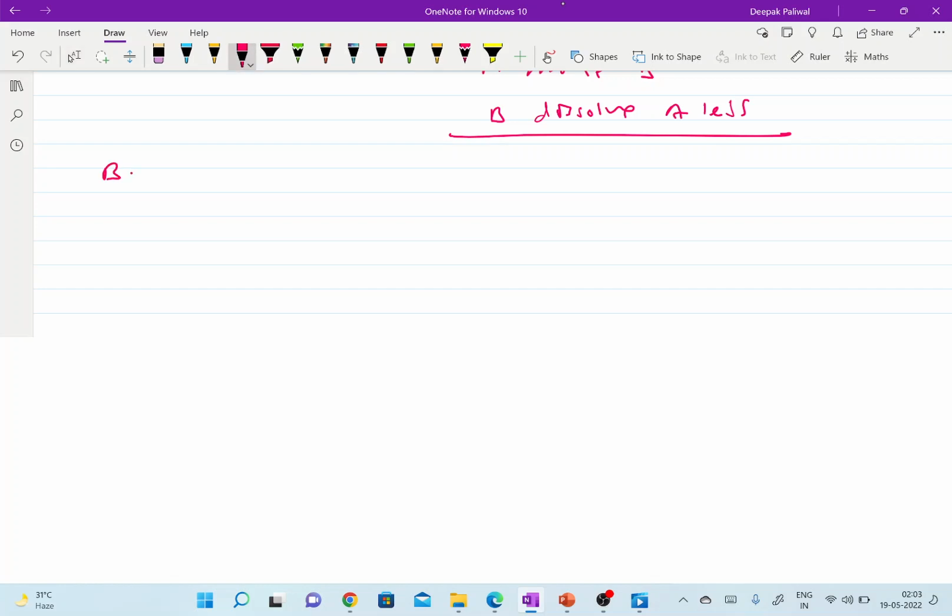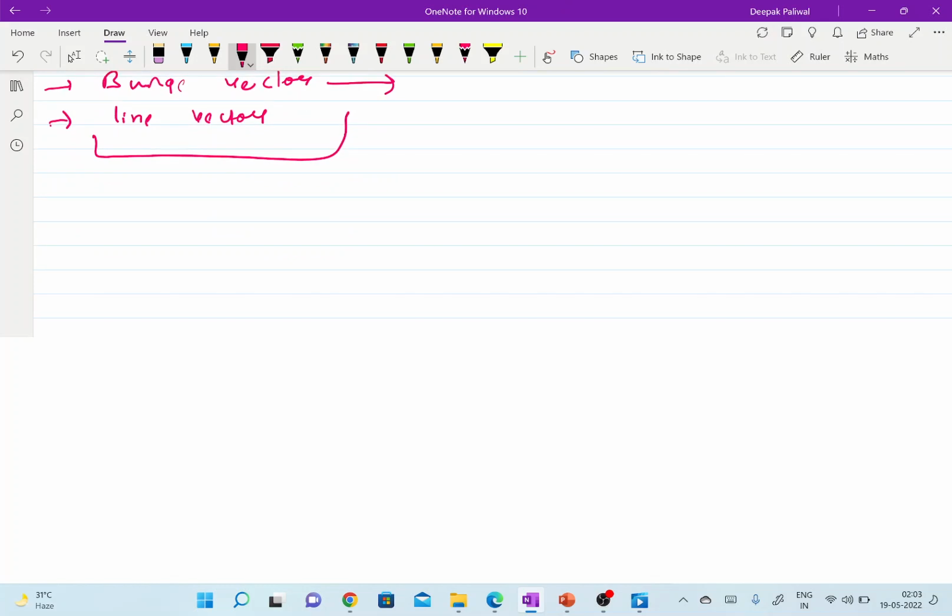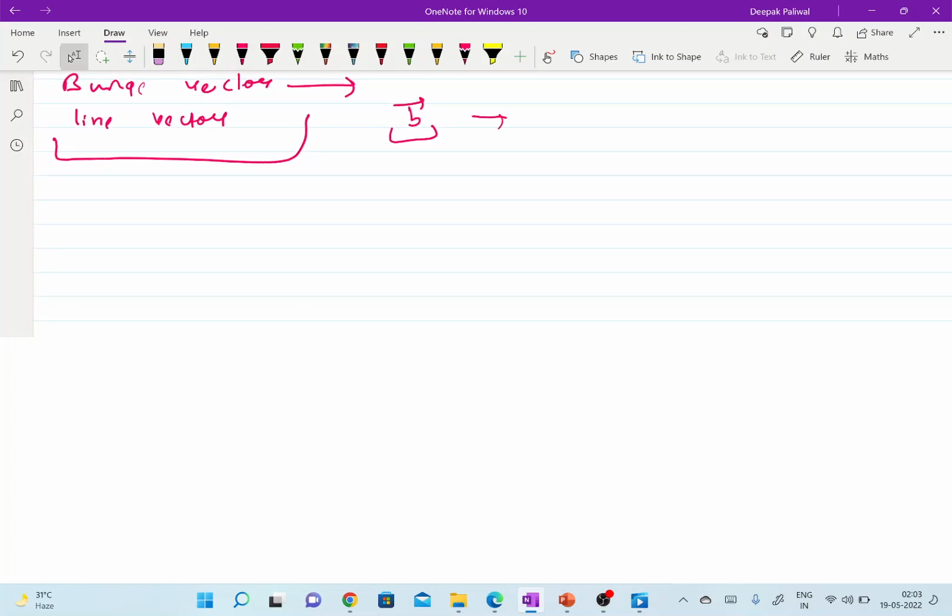Burgers vector, and the second one is line vector. First consider the Burgers vector. Burgers vector is denoted as b, and we know a vector has both magnitude and direction. So the Burgers vector represents the shortest lattice translation.